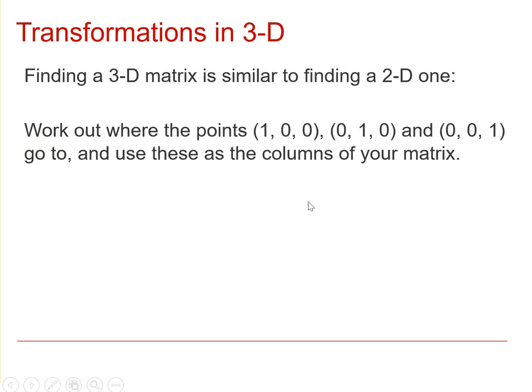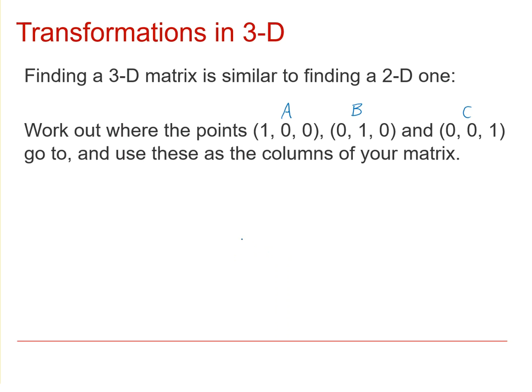In general, finding a 3D matrix for a transformation is very similar to finding one in 2 dimensions. We simply need to work out where the points (1, 0, 0), (0, 1, 0) and (0, 0, 1) go to when the transformation is applied. So I'm going to call this my point A, this my point B, and this my point C.